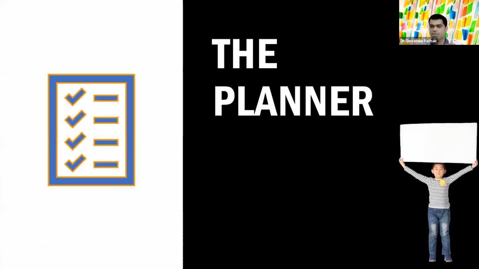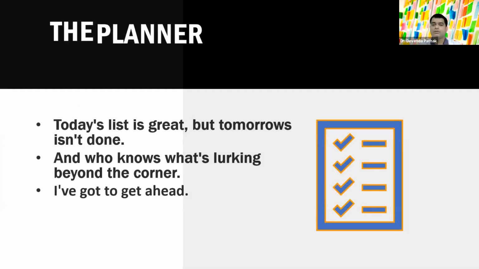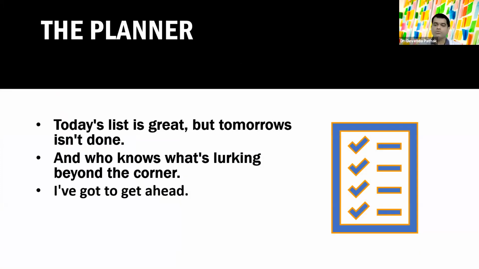The third category is called the planners. The planners have the list for today, and also the list for tomorrow. They think today's list is great, but what about tomorrow's list? So they are also thinking of tomorrow, planning the next day also. And they even try to think what's lurking beyond the corner, what's coming up, maybe the day after tomorrow, and so on. So they have got to get ahead with their plans: today's plan, tomorrow's plan, and so on.